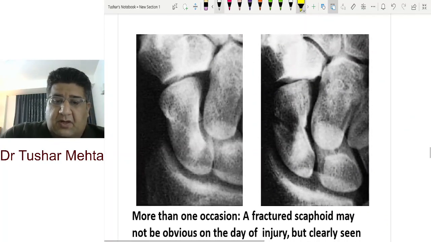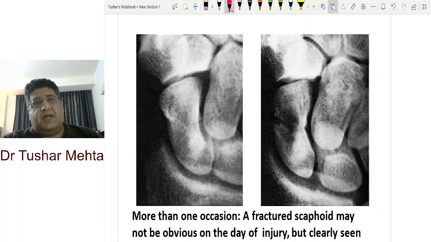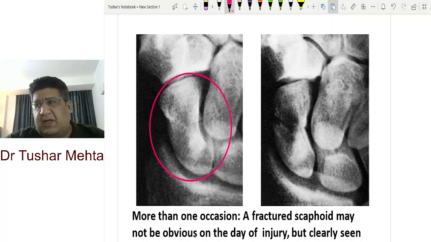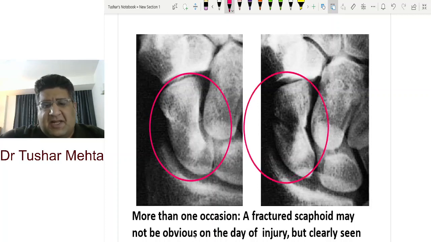We saw a patient, a young chap, 25-year-old, with a fall on an outstretched hand from a bike. We got an X-ray, and definitely we suspect a fracture scaphoid. I get an X-ray done, I don't see any fracture scaphoid, never mind. I immobilize him, and 7 days later, 1 week later, I get an X-ray done, and I can very, very clearly see a fracture line here.